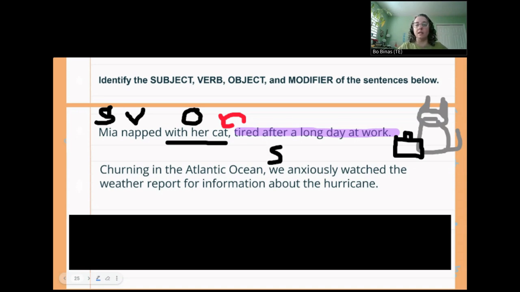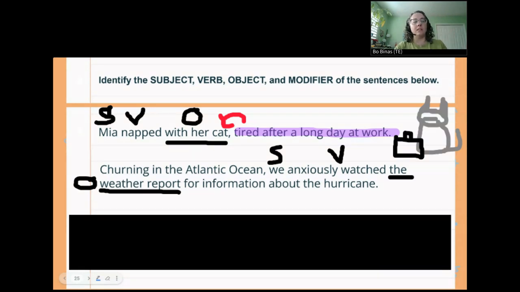We is our subject. What is the verb? So what are we doing? And we're going to include anxiously in that because anxiously is an adverb, and adverbs and verbs go together. So we got a verb phrase there. So anxiously watched is our verb. So what is it that we anxiously watched? Because we don't want to leave any words out. The weather report. Okay, I'm going to underline that, the weather report, and that's our object.